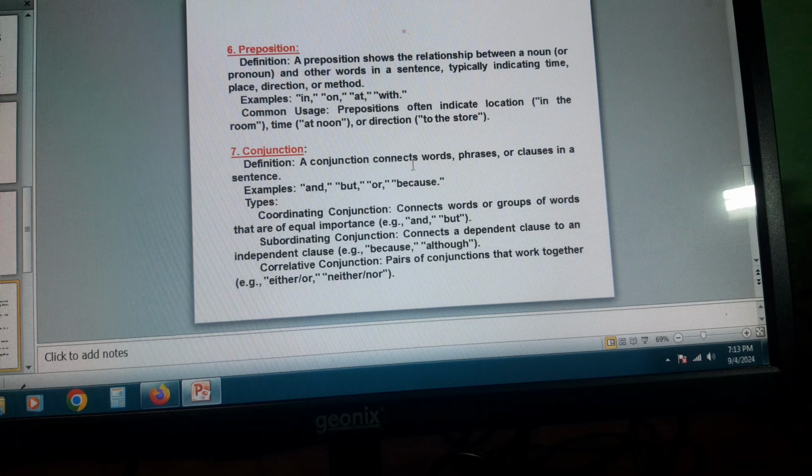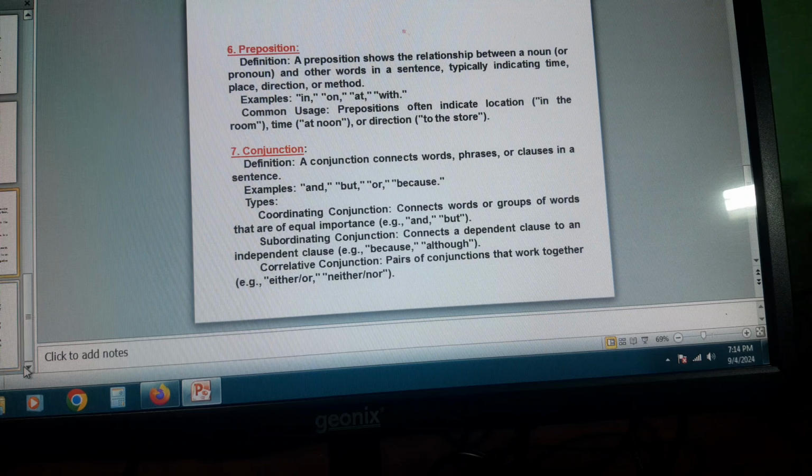Conjunction definition: a conjunction connects words, phrases, or clauses in a sentence. Example: and, but, or, because. Types: coordinating conjunction, subordinating conjunction, correlative conjunction. Coordinating conjunction connects words or groups of words that are of equal importance, for example, and, but. Subordinating conjunction connects a dependent clause to an independent clause, because, although. Correlative conjunction: pairs of conjunctions that work together, for example, either or, neither nor.